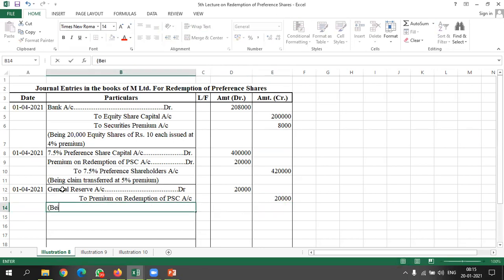Narration will be: being premium provided for redemption of preference shares.